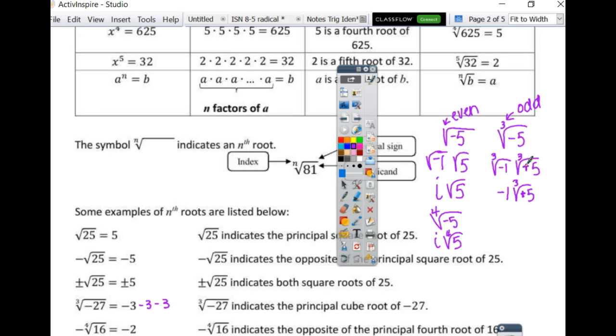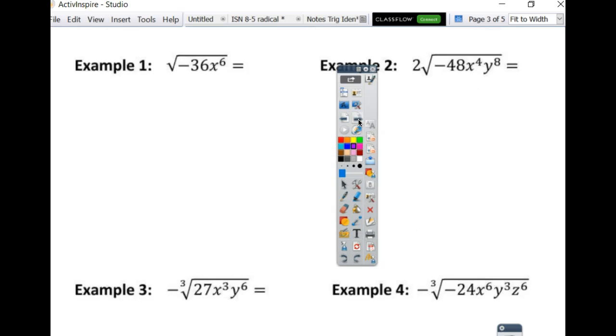Oh, it won't be. Okay. So, look at the first example. It's even. It's got a negative under it. What does it have to have in the answer? I. And so then we're going to do this exactly the way we've always done this. So I'm going to have an I. What's the square root of 36? 6. And then I have x to the 6th. So how many get to come out? Nope. So if the index is 2, 6 divided by 2 is 3. It's the square root. Square root's always 2.